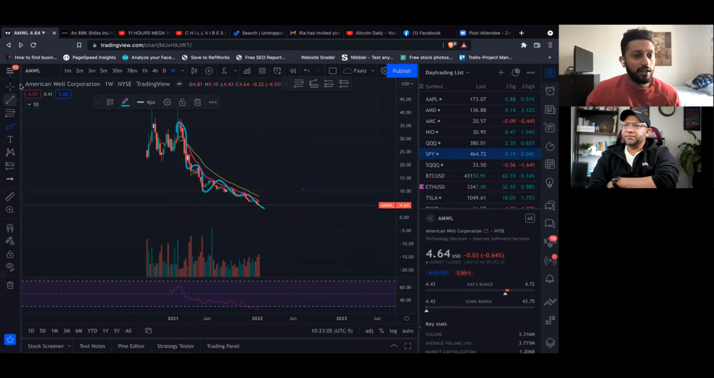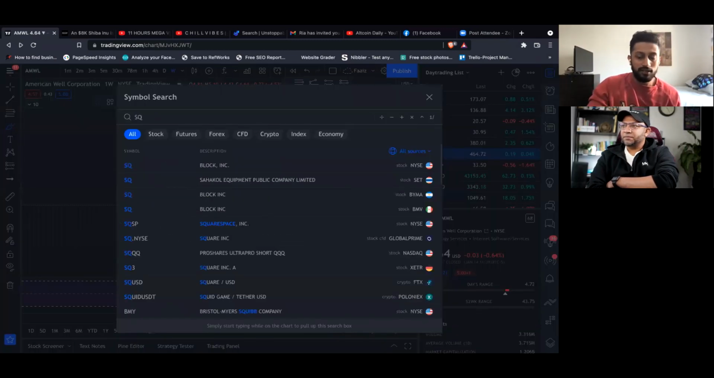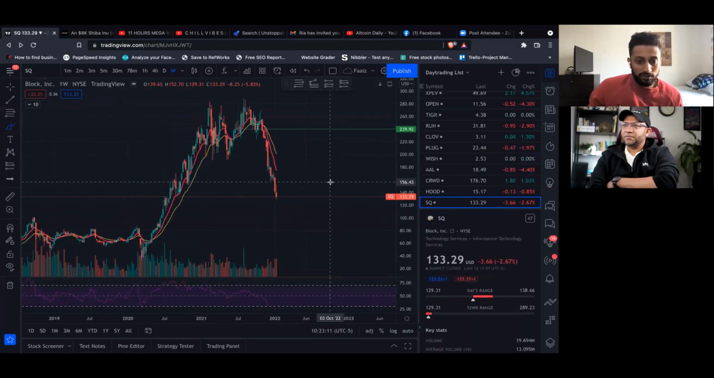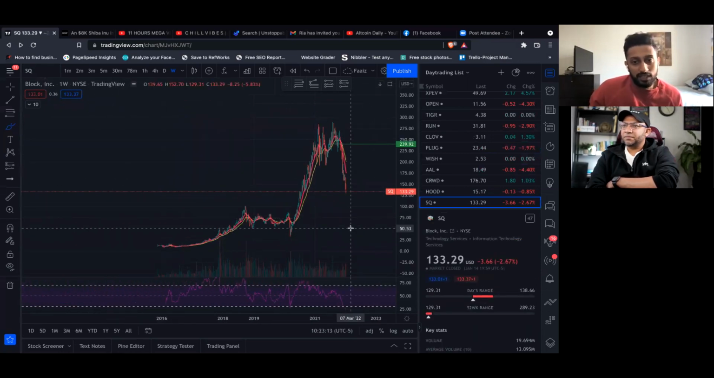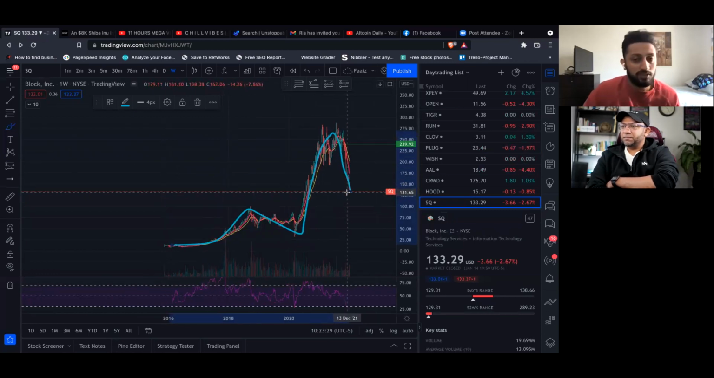Now, there's companies like Block or Square. If you look at a company like Square, it's taken a big hit. This is when zooming out would be advisable, when in doubt, zoom out, because that's a high, then we made a low, then we made a higher high. Now we're on our way to make a low. Does that mean we're in a downtrend? Maybe on a daily chart we are.